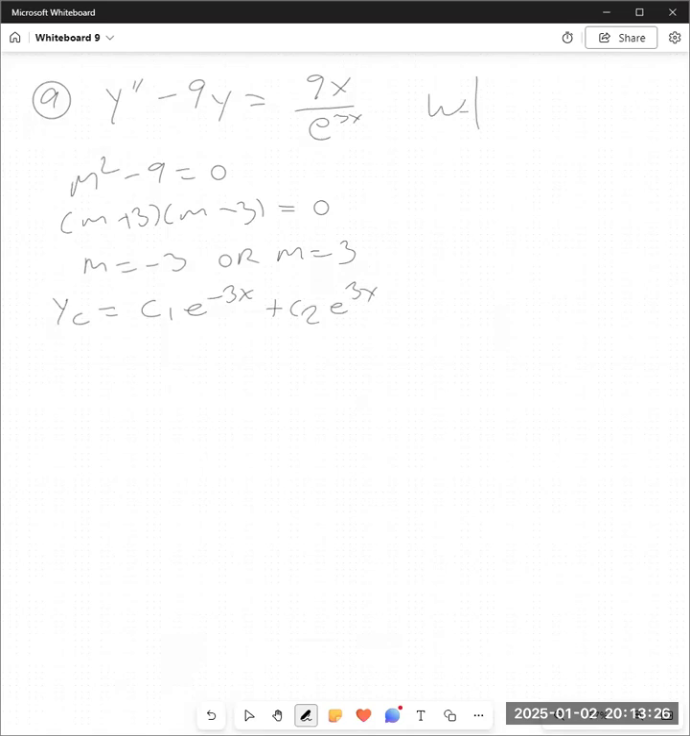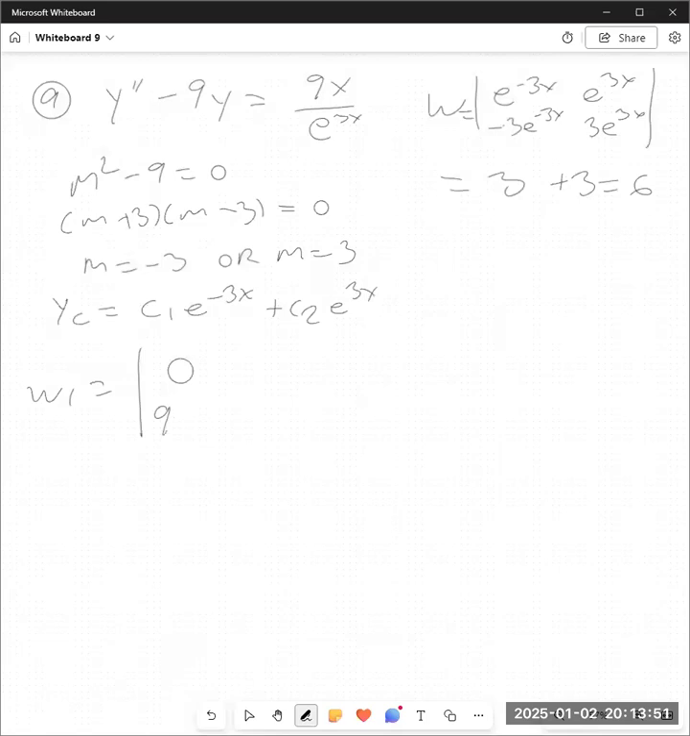My Wronskian is e to the -3x, e to the 3x, -3e to the -3x, 3e to the 3x. So this is 3 plus 3, which is 6. W1 is 0, 9x e to the -3x, e to the 3x, 3e to the 3x. So this is a -9x right here.